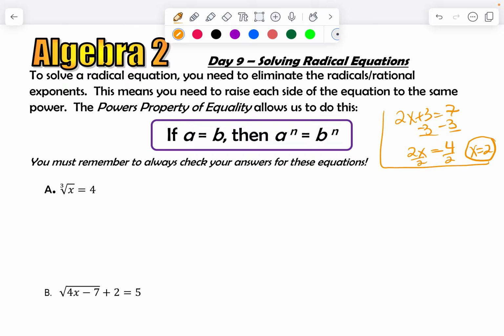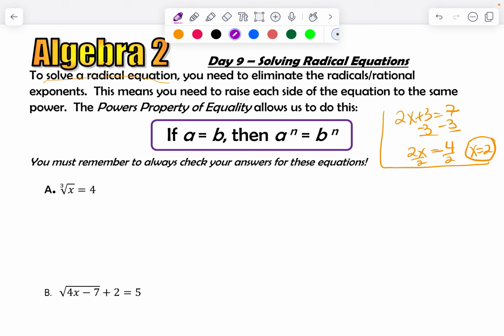So up here it says to solve a radical equation, you need to eliminate the radicals or rational exponents. This means you need to raise each side of the equation to the same power. Okay, the power property of equality looks like this. So if a equals b, then a to the n equals b to the n. What that really means is you have to have the same power.